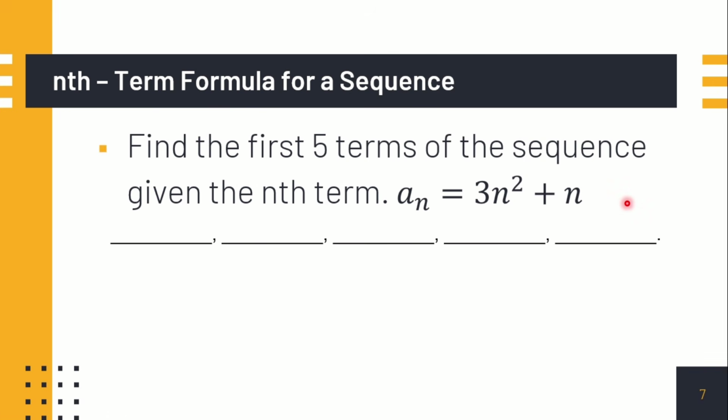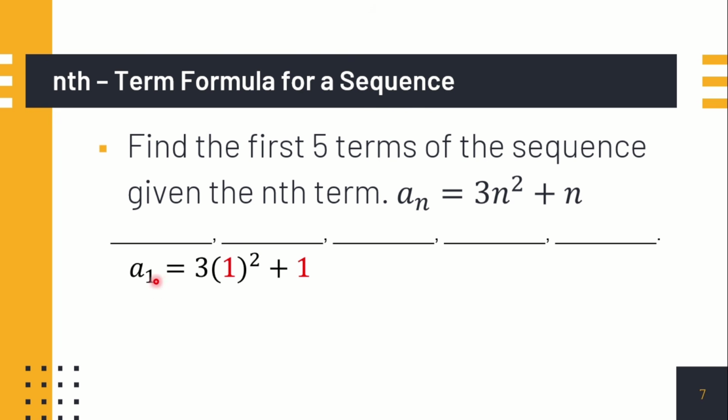Okay. In the previous example, we used a difference table to predict the next term of a sequence. In some cases, we can use a pattern to predict a formula that we call the n-term formula, so that generates the terms of a sequence. For example, we have a sub n is equal to 3n squared plus n. We are going to find the first 5 terms. Given this rule, we're going to substitute.